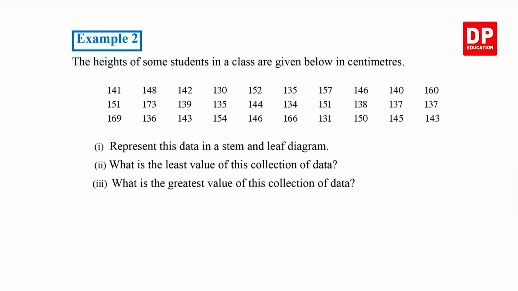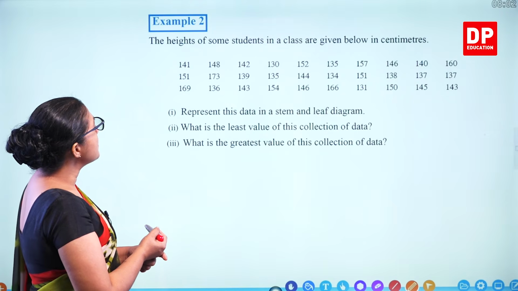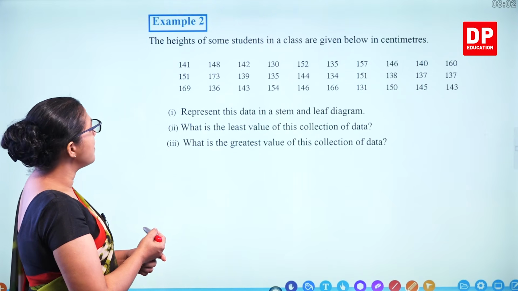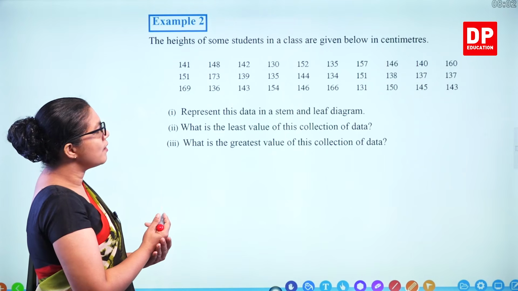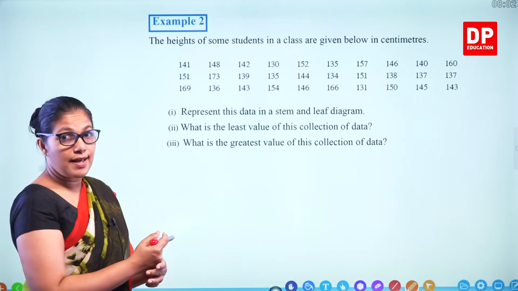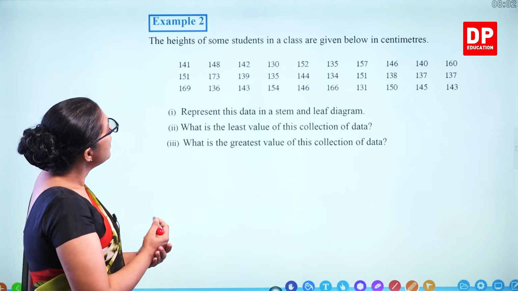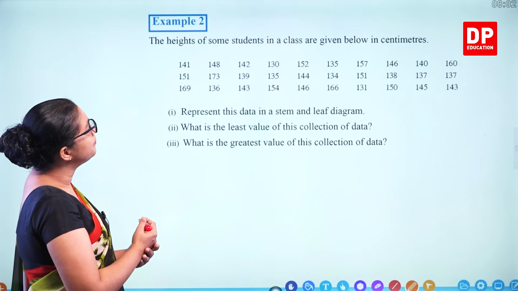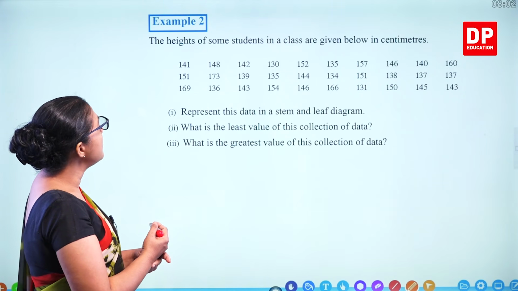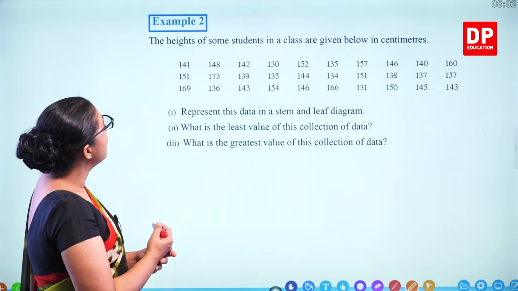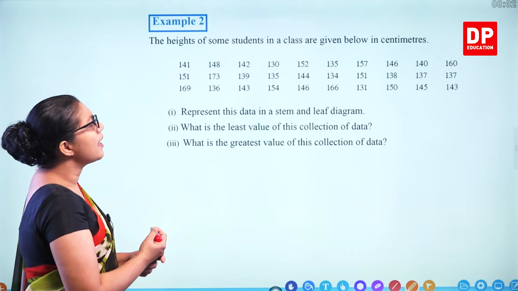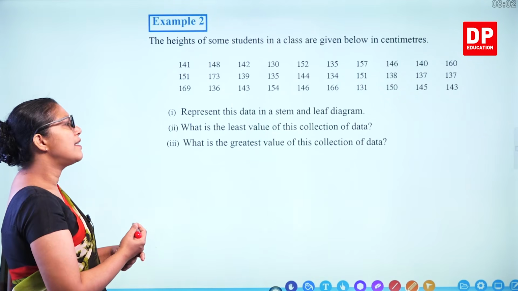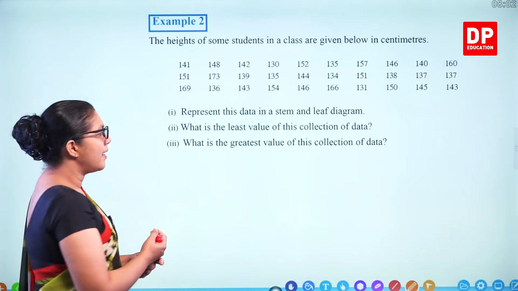Example number 2, the heights of some students in a class are given below in centimeters. Represent this data in a stem and leaf diagram. What is the least value of the collection of data? What is the greatest value of this collection of data? Highest and the lowest values. So we'll first draw the stem and leaf diagram. So you need to know the highest and the least. So what's the highest? This is not in increasing order. So we can first create the stem and leaf and identify the least and the highest values.